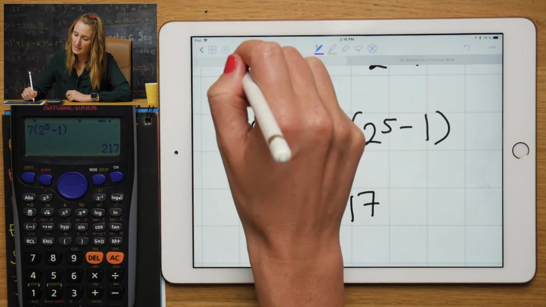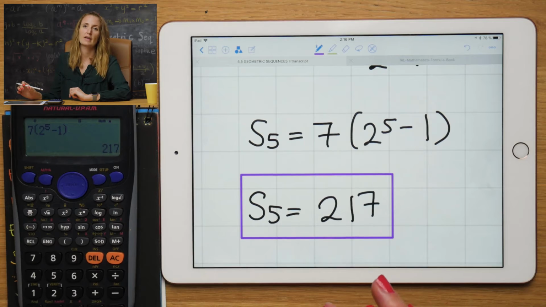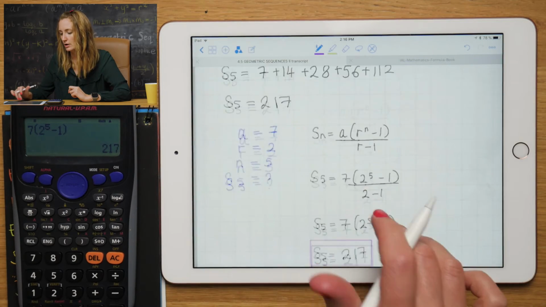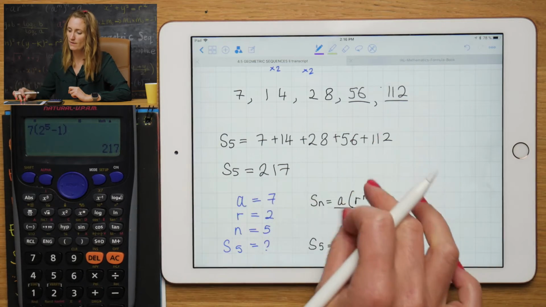This is much faster than working out what all of the terms would be and then adding them together. Imagine if you're asked to find S20. You wouldn't want to work this out 20 times. So this is much more efficient.